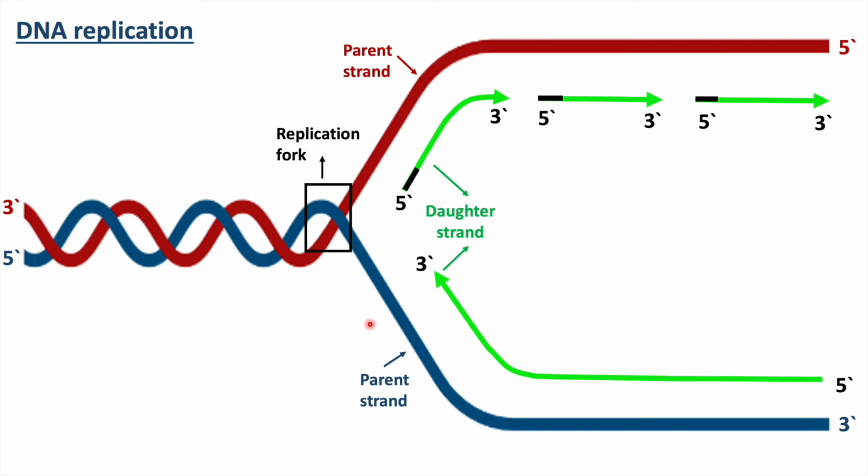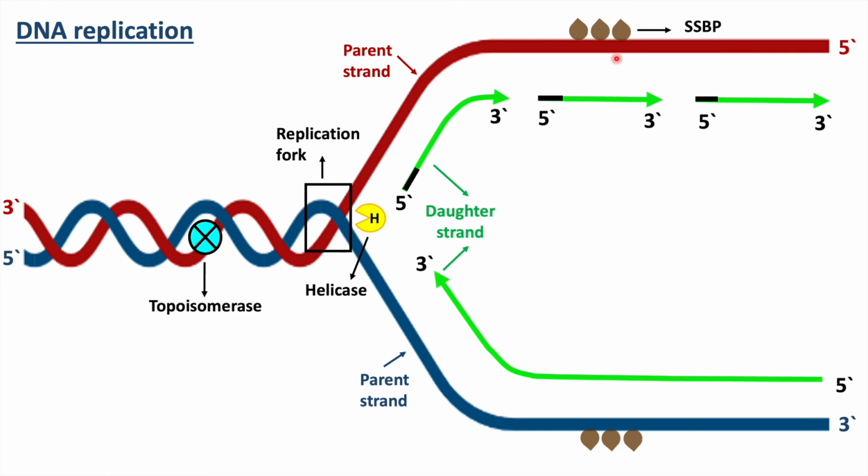So lastly, let's just have a quick recap. So we have this replication fork here. Helicase enzyme comes in, which separates these two strands, and while doing that, it can also cause DNA supercoiling, which is inhibited by topoisomerase enzyme, and these two strands have high affinity for each other to reseal or reconnect. So the single-stranded binding protein comes in, which binds with the single-stranded DNA to prevent the reannealing or reconnecting.